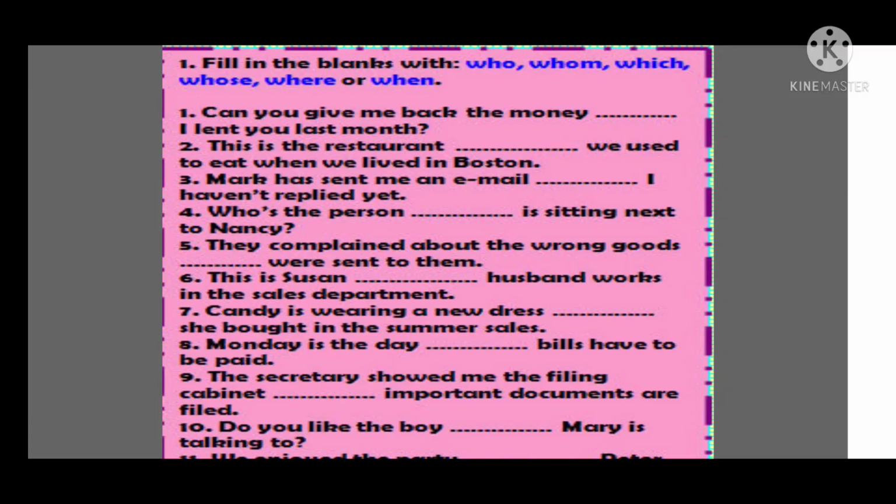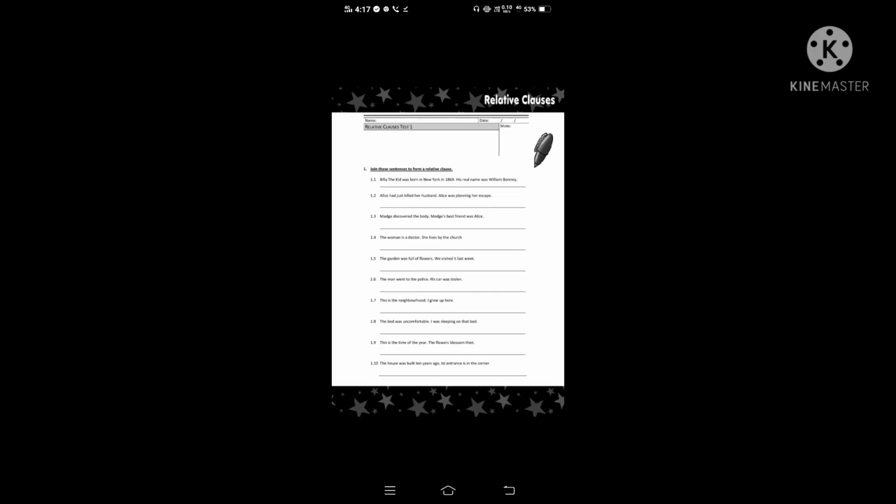Please read the sentences and try to fill in the blanks and try to combine the sentences using the appropriate relative pronouns. Join the sentences to form a relative clause. Observe how it is being done. First question is, Billy the Kid was born in New York in 1869. His real name was William Bonney. There are two sentences here. You have to use a relative pronoun to combine these two sentences.